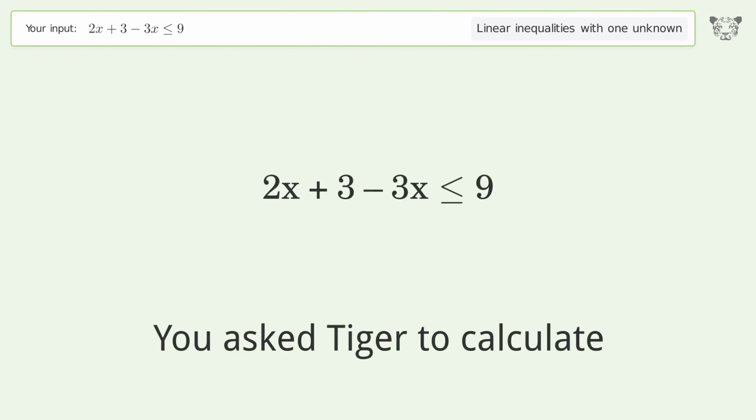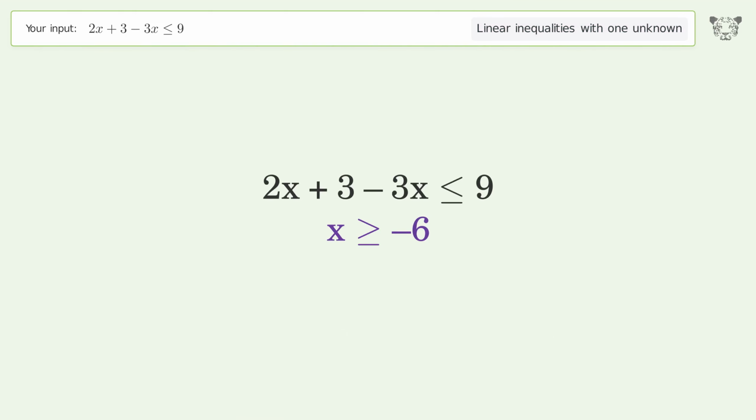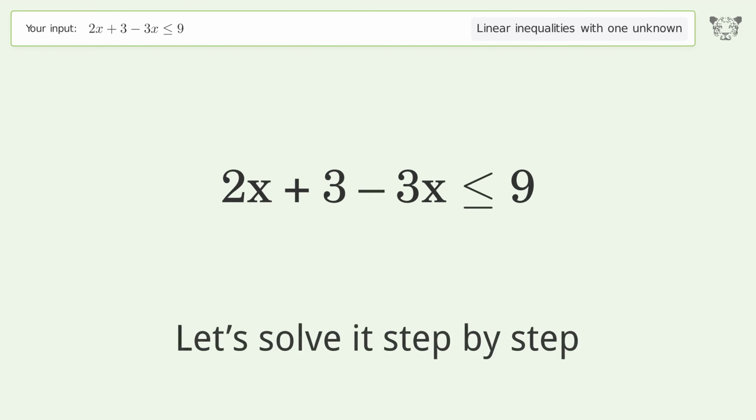You ask Tiger to calculate. This deals with linear inequalities with one unknown. The final result is x equal or greater than -6. Let's solve it step by step.